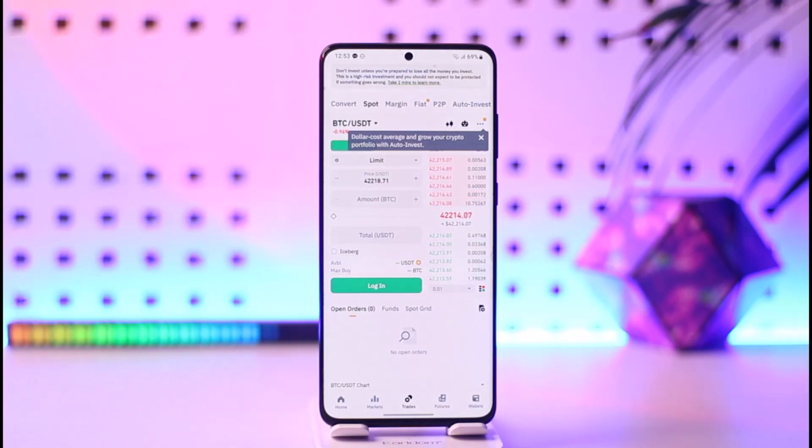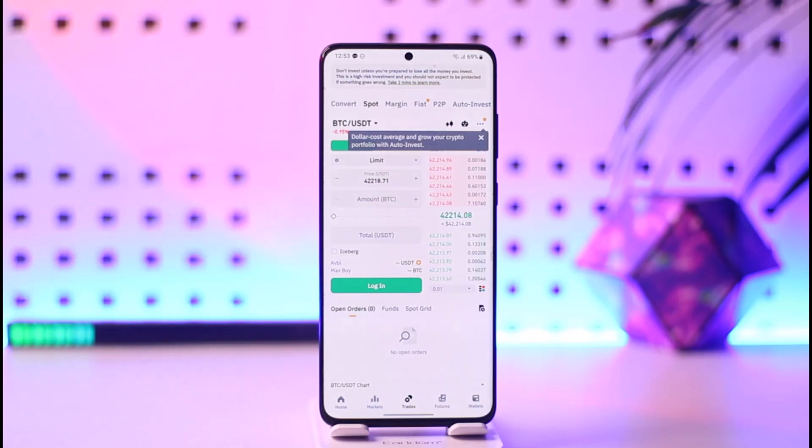Section 3 is about risk management and leverage. It's crucial to manage risk in futures trading. Set stop loss and take profit orders to protect your investments. Also understand leverage because it amplifies both gains and losses. Start with lower leverage ratios and gradually increase as you gain experience.